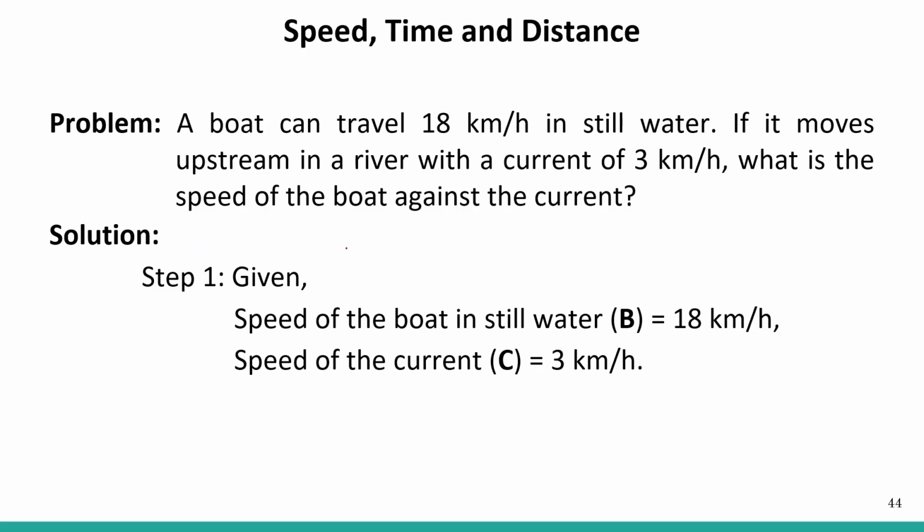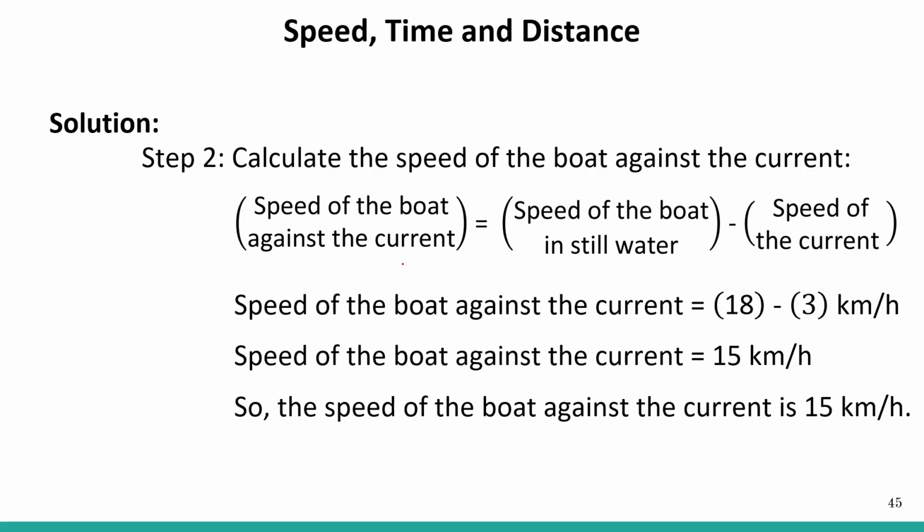Okay. So given that speed of the boat in still water is this much and speed of current is equal to 3 km. So speed of the boat against the current will be speed of the boat in still water plus speed of the current. Okay. So it will be 18 plus 3 is equal to 21 km per hour. Okay. So the speed of the boat against the current will be.